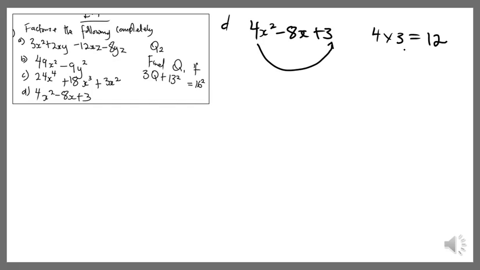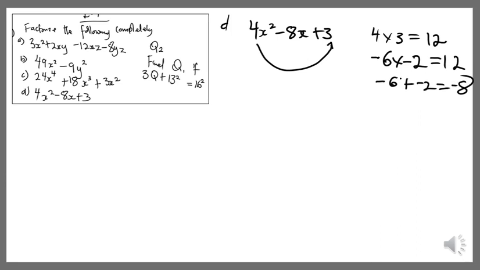So what are the factors of 12? So to me, negative 6 times negative 2 will give you positive 12, and negative 6 plus negative 2 will give you negative 8. So definitely the answer is negative 6 and negative 2. So you are going to replace negative 8x with negative 6x and negative 2x. So 4x squared minus 6x minus 2x plus 3. You group them.